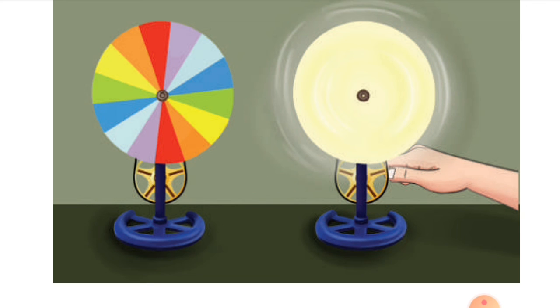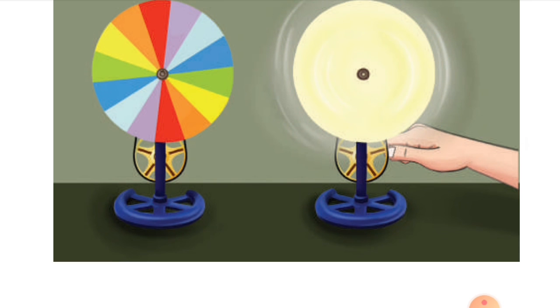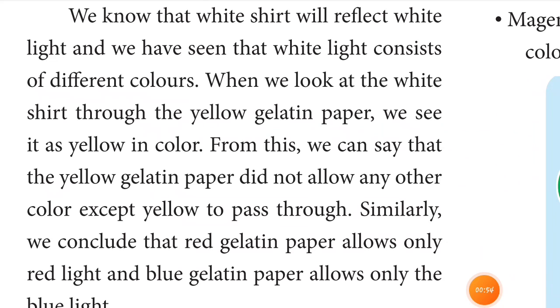See the second picture, children. Using the disk, one can explain that white is a combination of what? VIBGYOR. This is clear to you, children. Yes, already you know, children.